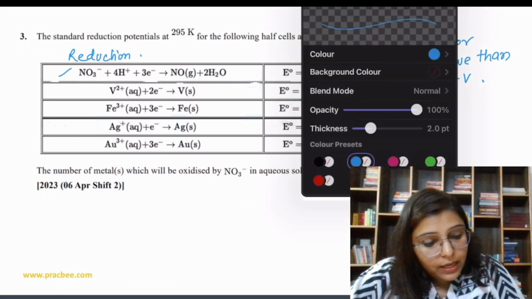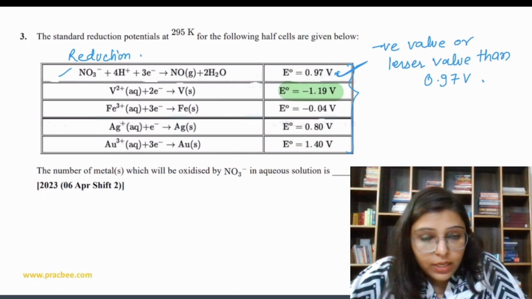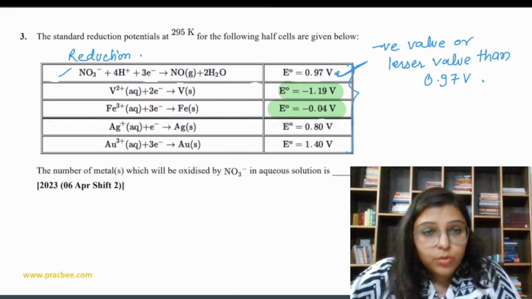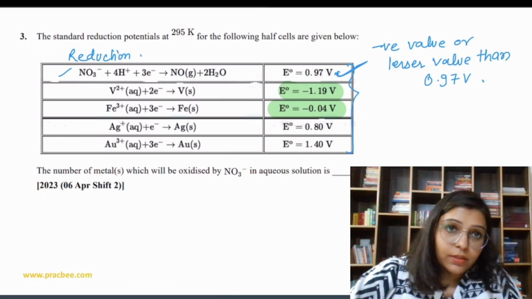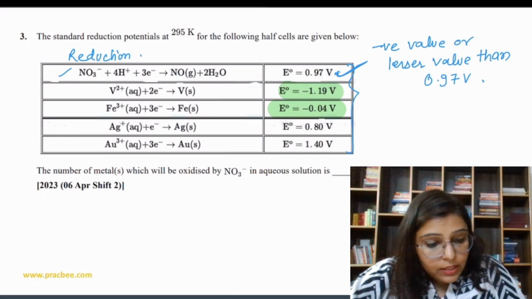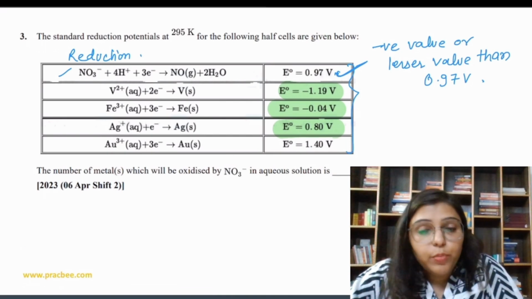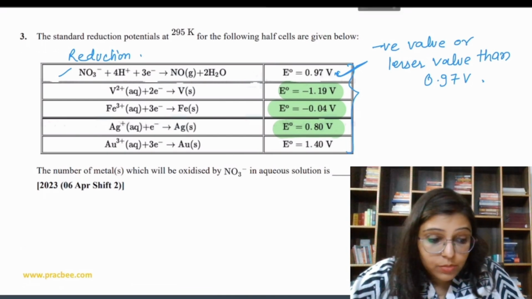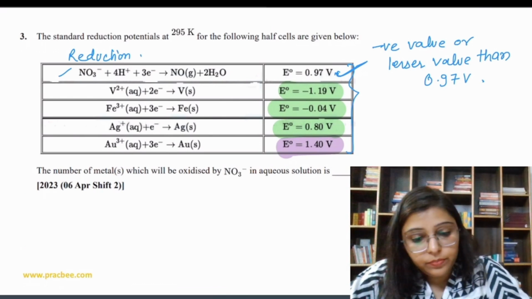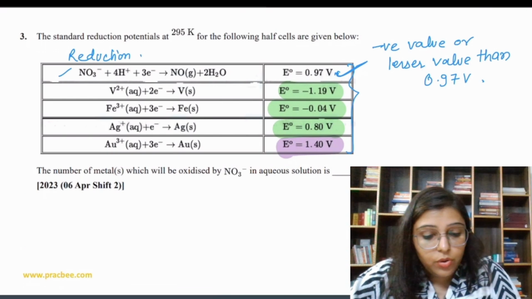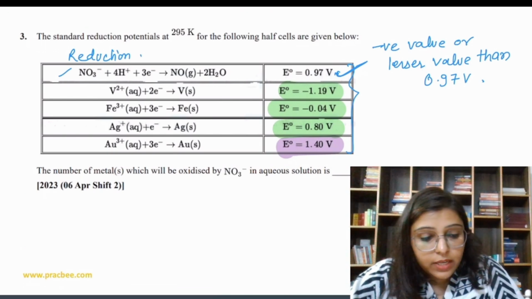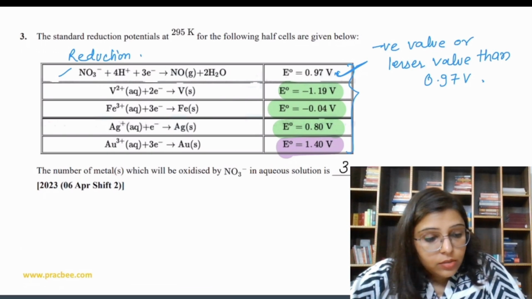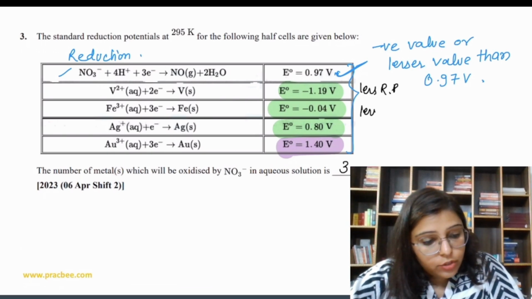So here, this is a negative value, this is a negative value, so yes, it can oxidize. This is also a negative value, yes, it can oxidize. This is a positive value but lesser than 0.97, so yes, it can oxidize. What about gold? It has a higher value in comparison to 0.97, 1.40 volt, so this is incorrect. How many metals will be oxidized by NO3? 3. Okay. So less reduction potential, less reduction potential, and less reduction potential.